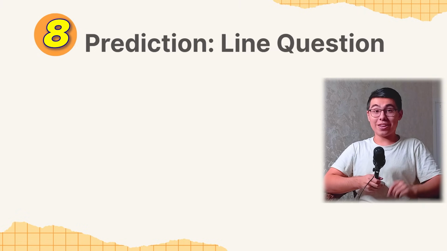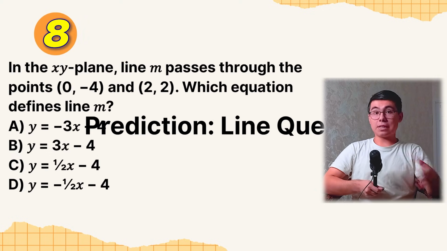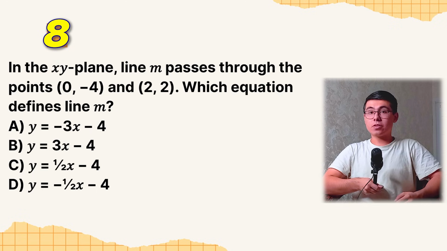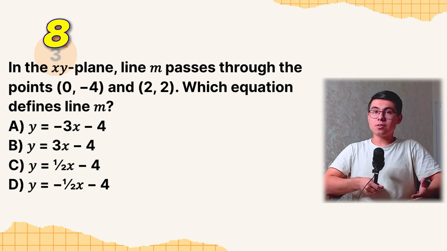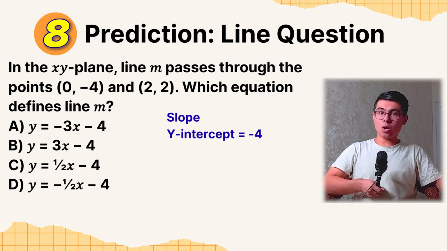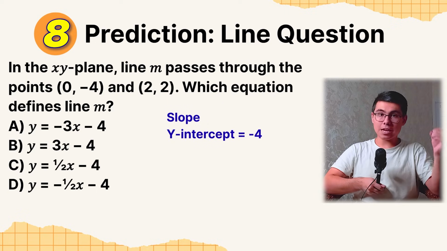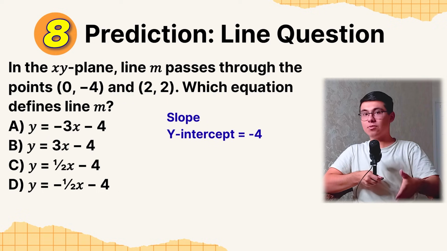Prediction number 3, the line question. So here's our plan. To find the equation of a line, you just need to know 2 things, the slope and the y-intercept. Let's start with the easy part, the y-intercept. So let's look at the point when x is 0, y equals -4. That means the line crosses the y-axis at -4. So the equation is gonna be something like y equals something x minus 4.